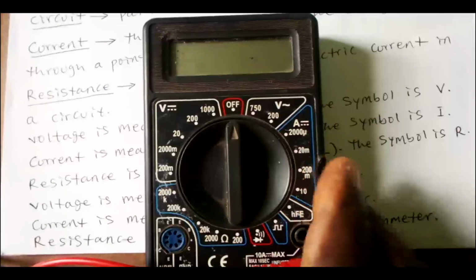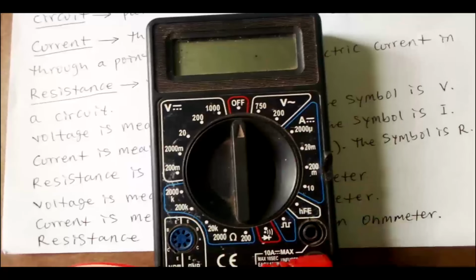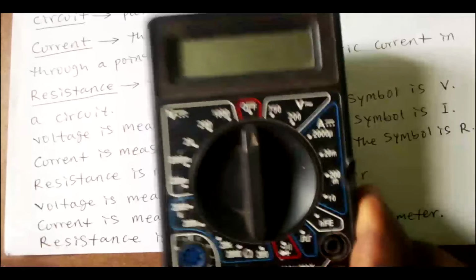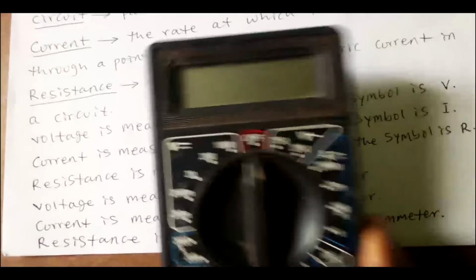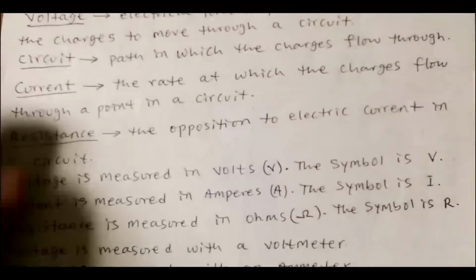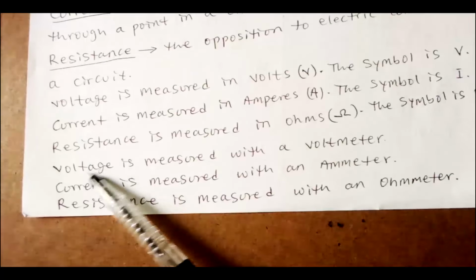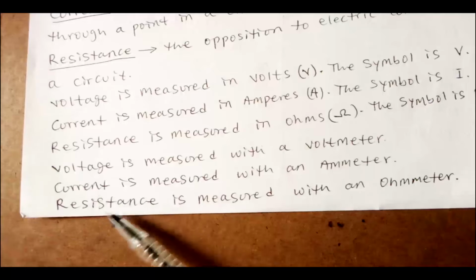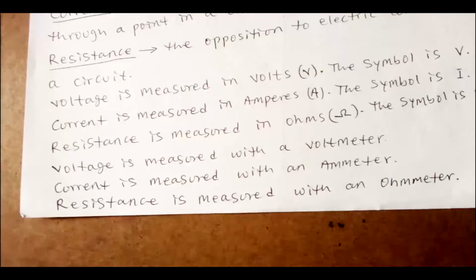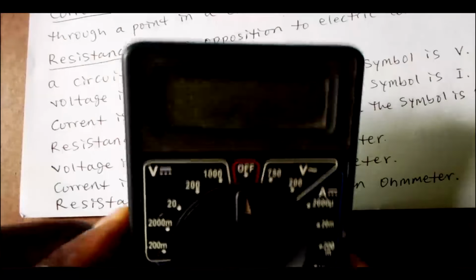So look at this instrument here. This instrument is called a multimeter. You can use it to measure voltage, current, and resistance. So that's why it is called a multimeter. That's 3 in 1.